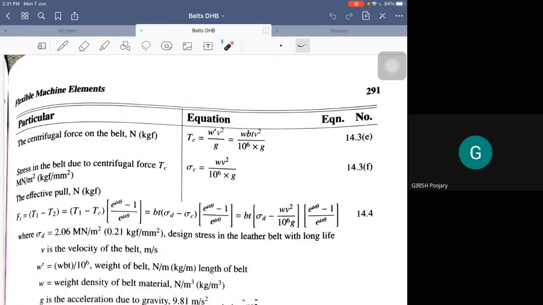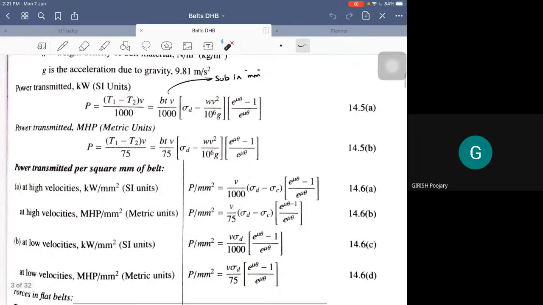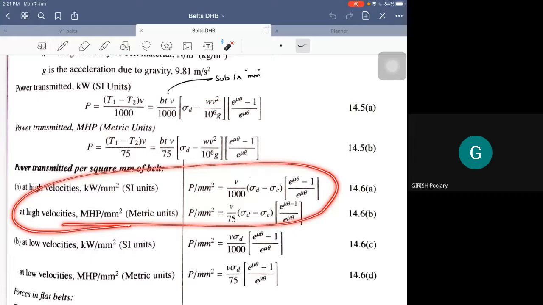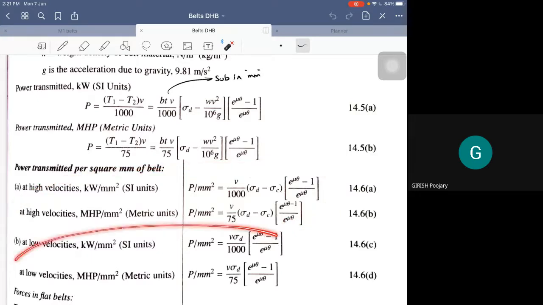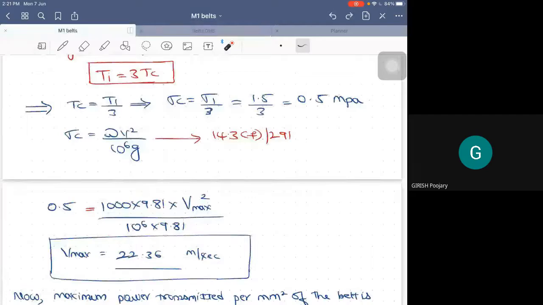14.6a. Okay, exactly 14.6a. So this is for the higher velocity. This particular equation can be used if the velocity is greater than 10 meters per second. If it is less than 10 meters per second, you can go with the other equation, the same thing, where sigma c will not come. Everything else is the same. So pick this particular equation. This is the maximum power that can be transmitted.